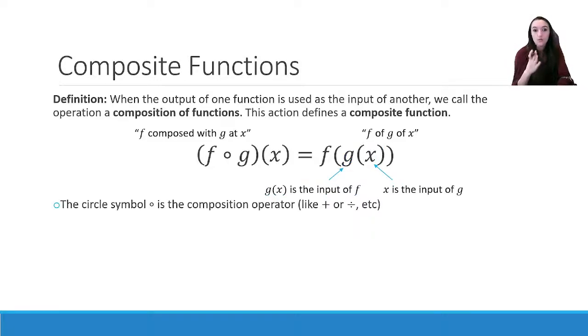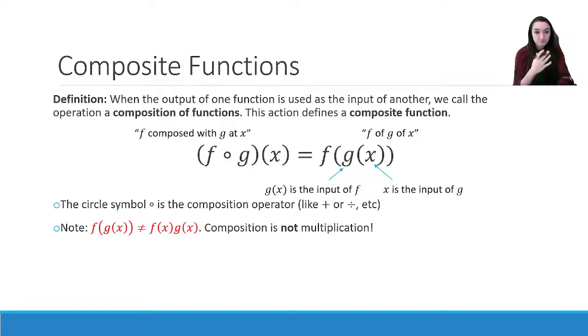So we have to note a couple things. As I said before, f of g of x is not the same thing as f times g of x. Composition is not multiplication. They should not be the same. In fact, they basically never are.